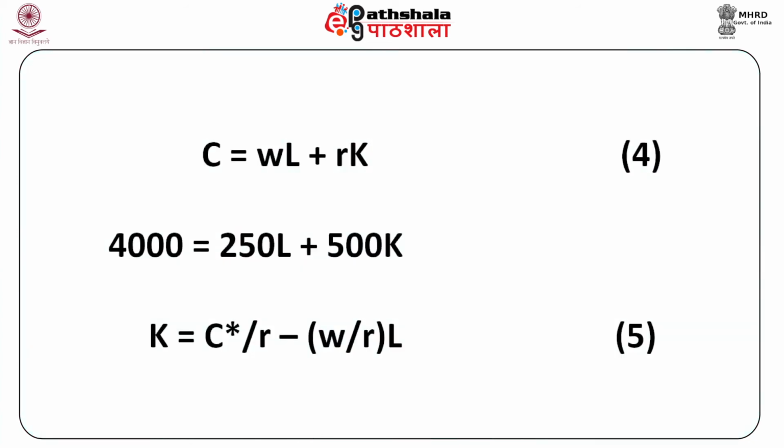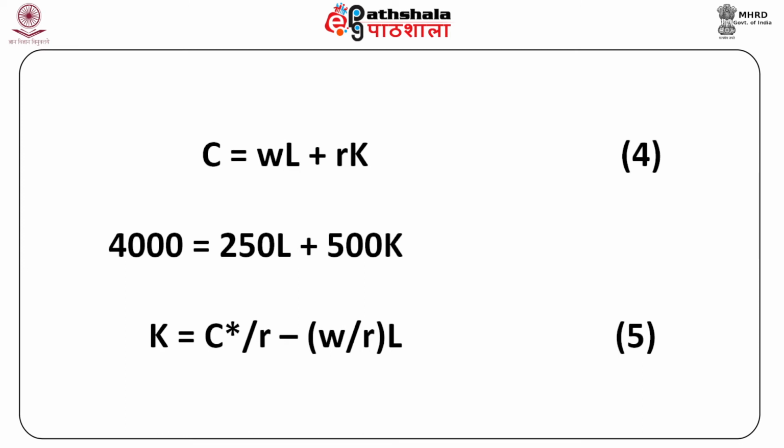This shows that the total expenditure on the two inputs can be represented by the following equation. C equals WL plus RK. This is given as equation 4. In the above example, the iso-cost line is given by 4,000 equals 250L plus 500K. Therefore, if a fixed amount C star is to be spent, the firm can choose among the combinations given by the straight line K equals C star by R minus W by R into L. This is given as equation 5.